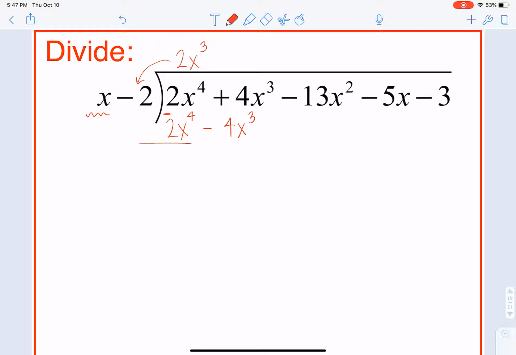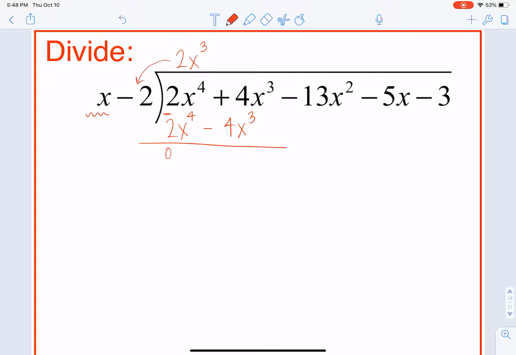So I can subtract here. 2x to the fourth minus 2x to the fourth gives me that 0. Here I have 4x cubed minus negative 4x cubed. So that minus negative is actually going to have me add.